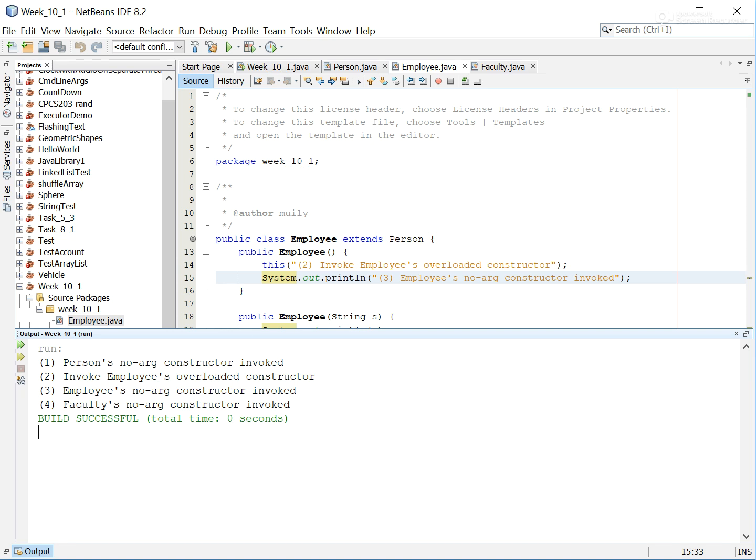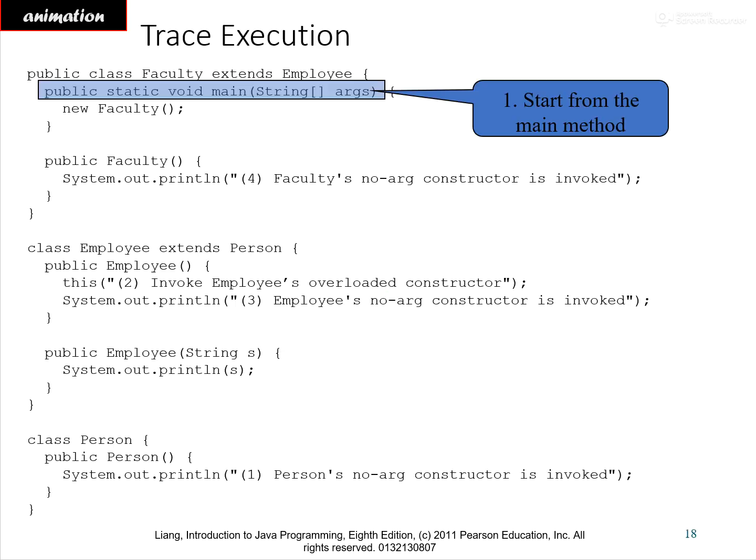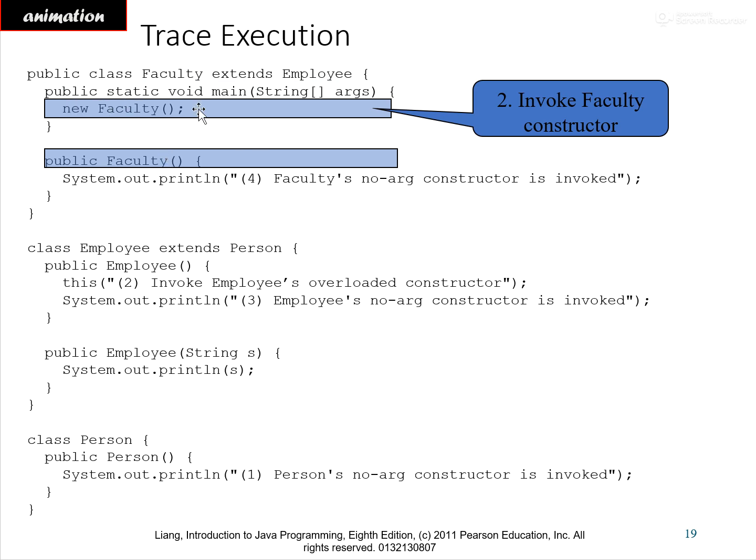Let me show you what's going on in a step-by-step manner. So this is where the program begins. Forget for a moment the slight difference. Just to save space, we put the main method inside the faculty class, but don't let that bother you. We put the main method inside the second class, this Week 10.1 class. It makes no difference, however. So execution of the program begins over here from the main method. And in the main method, we create a new faculty object, which is a call to the constructor of the faculty class.